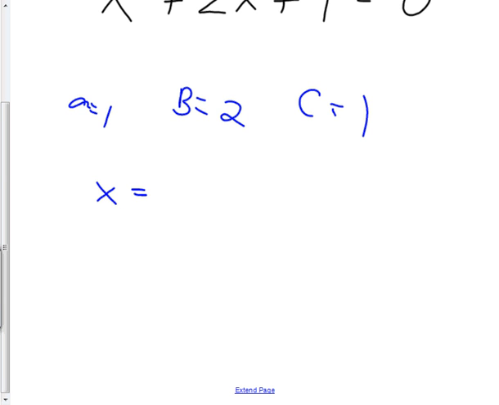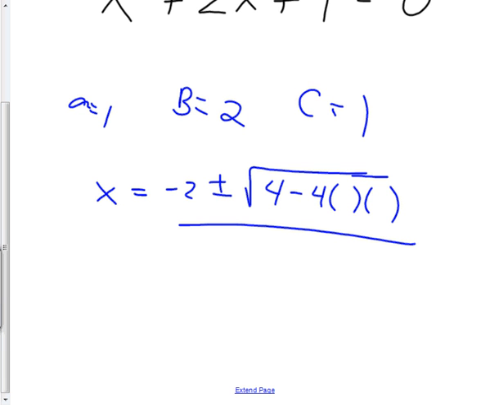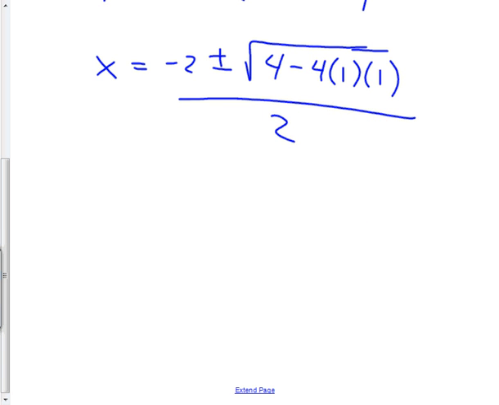X equals, and then what should I put for -b? -2 plus or minus square root of what? 2 squared, which is 4, minus 4ac. I'm going to put parentheses because it's too hard to try to do all that in my head. 4 times a, which was 1, times c, which was 1. All over 2a, and that's 2 times 1, which is 2. And then, I'd like you to finish that off and make sure that it actually equals 1 and -1. It will require a pencil or a pen, not just staring deeply into the board.